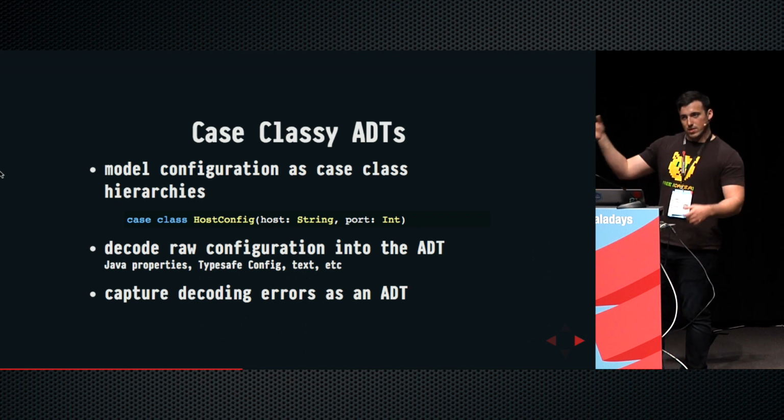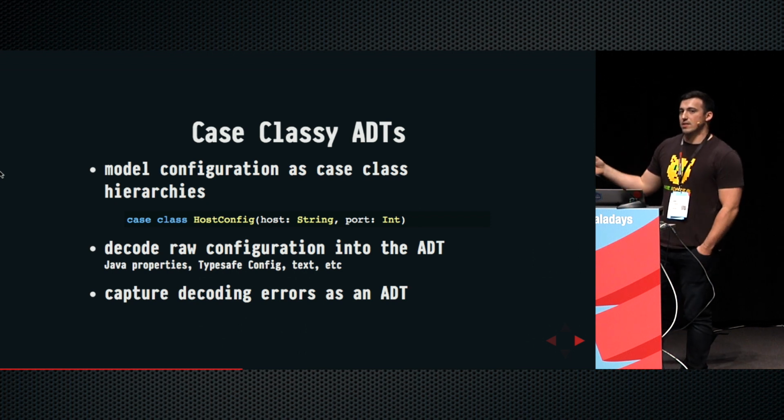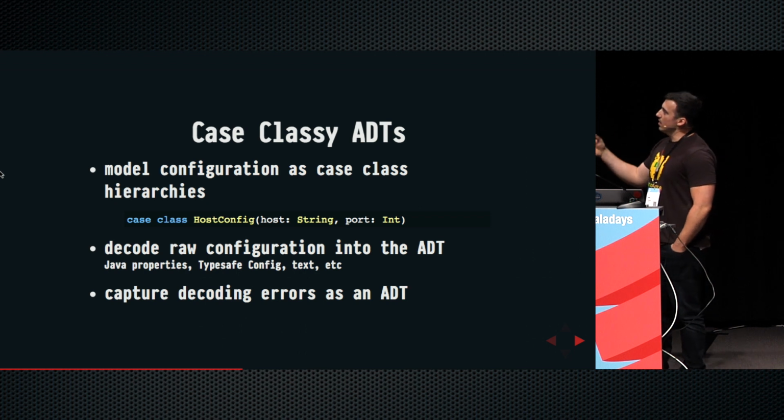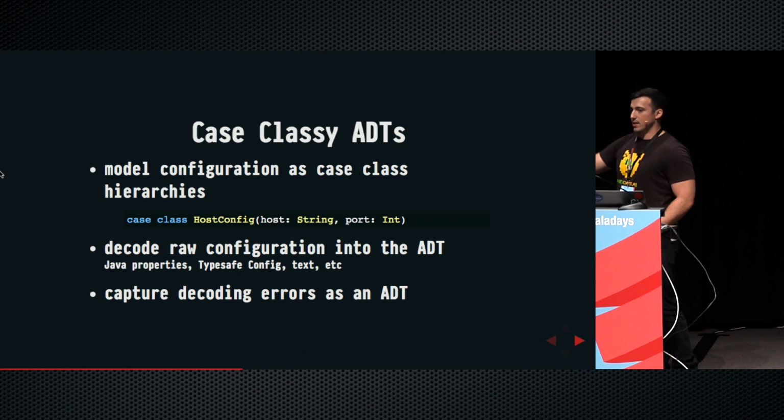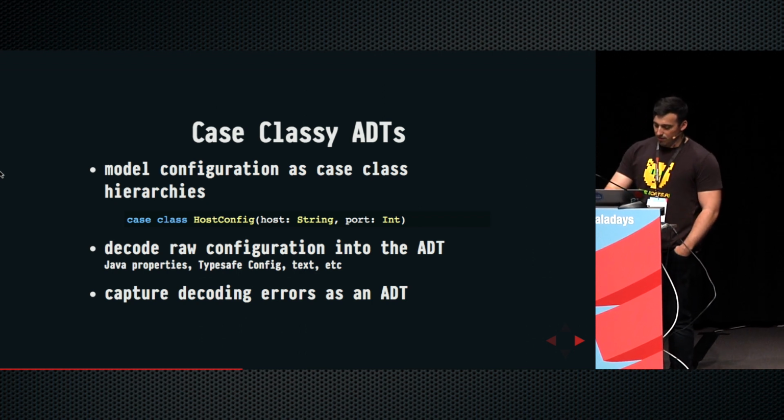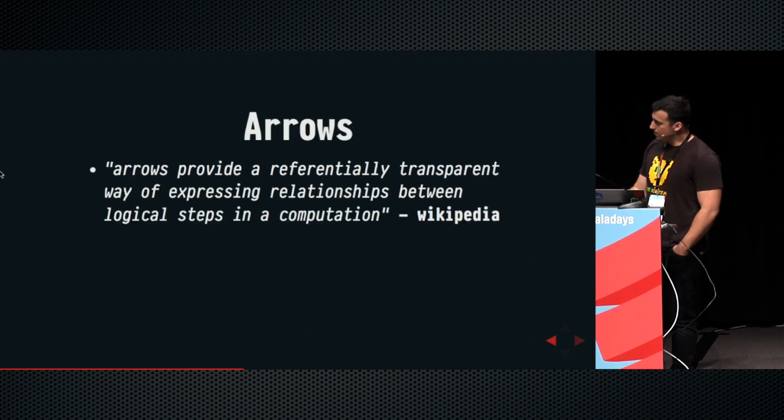You saw a snippet where it had a decode error on the left-hand side of our either. That is an ADT that's built into case classy, and it captures all of the semantics of what happened with your decoding failure.